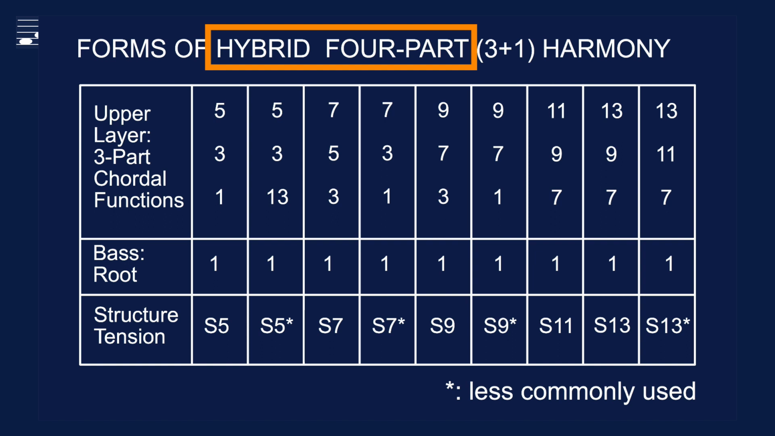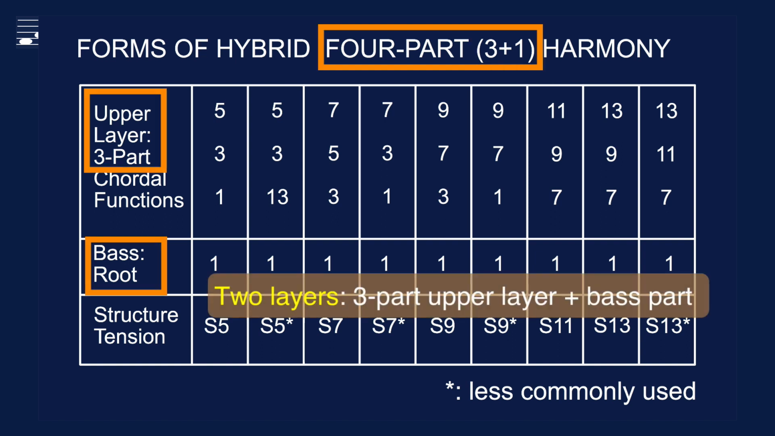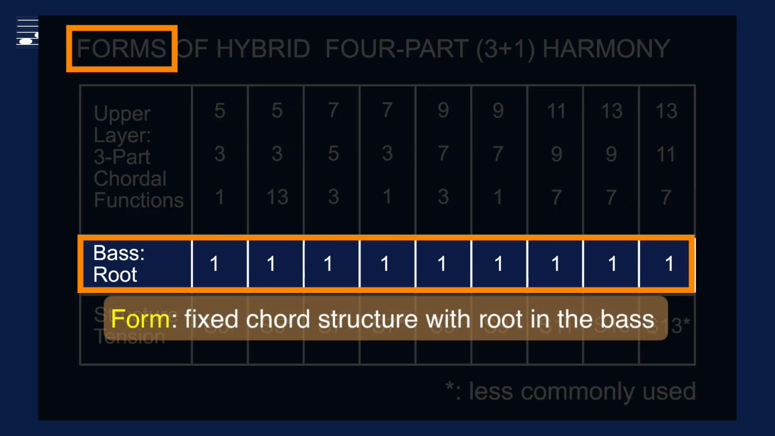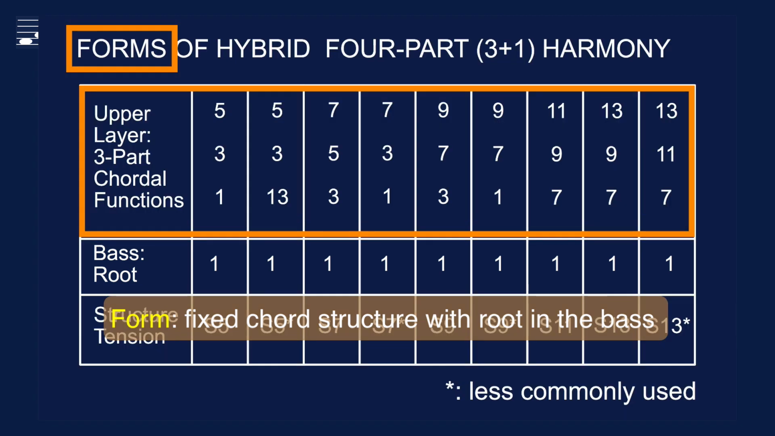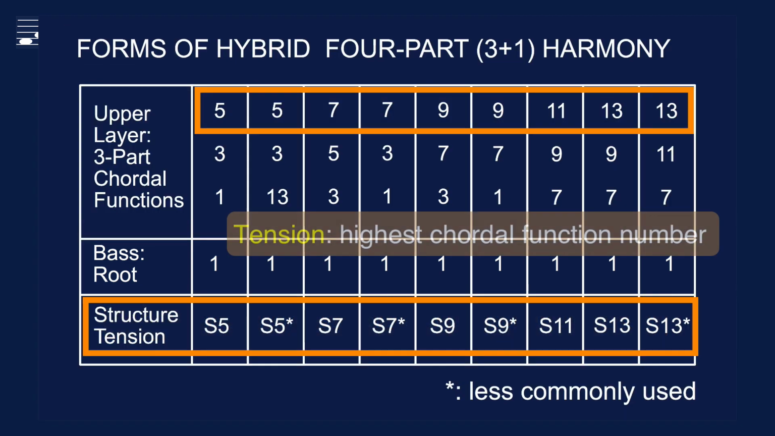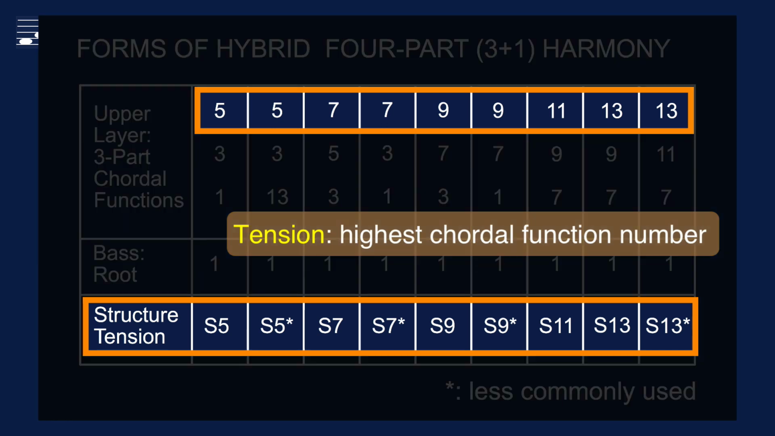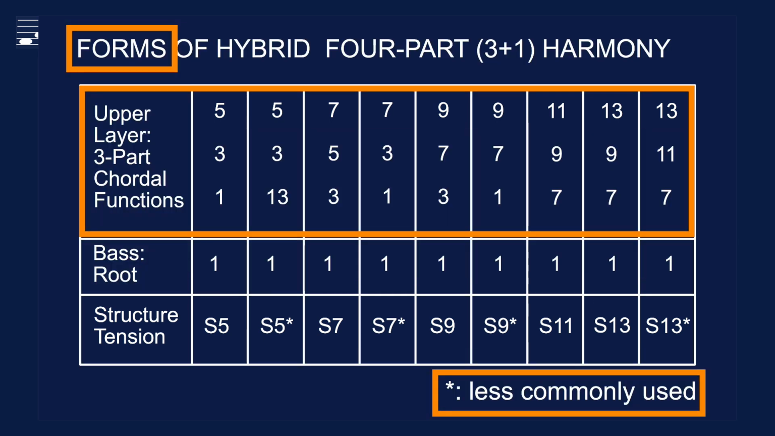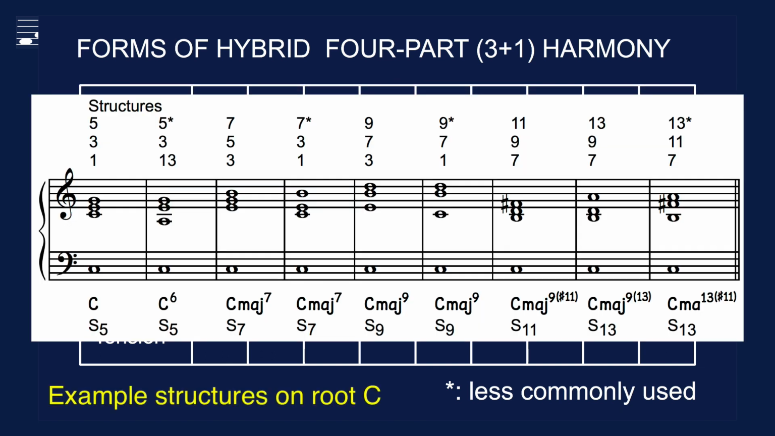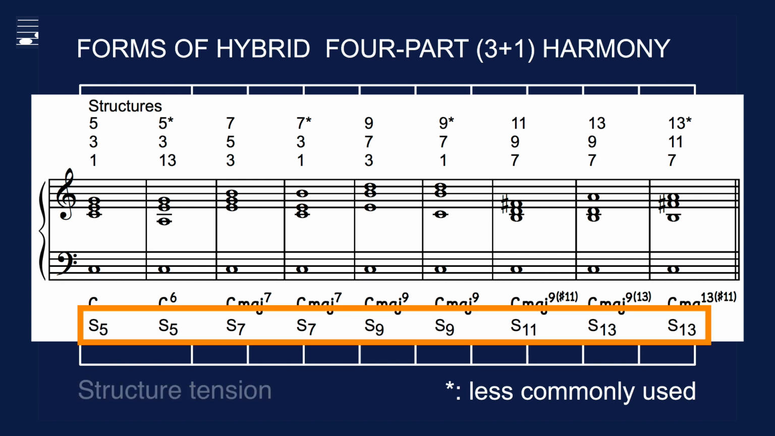In this diagram we recognize the 2-layer approach with the chord root in the bass and the higher chordal functions in the upper layer. There are 9 possible chord structures with tension number between 5 and 13 and with 4 less commonly used forms. These 9 options are shown here in staff notation for major chords on root C. The chord tension level is shown below the staff.